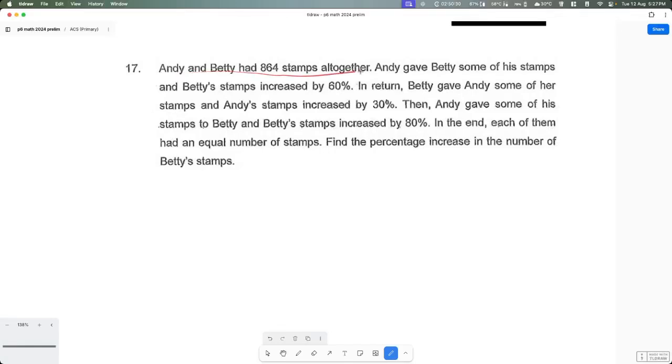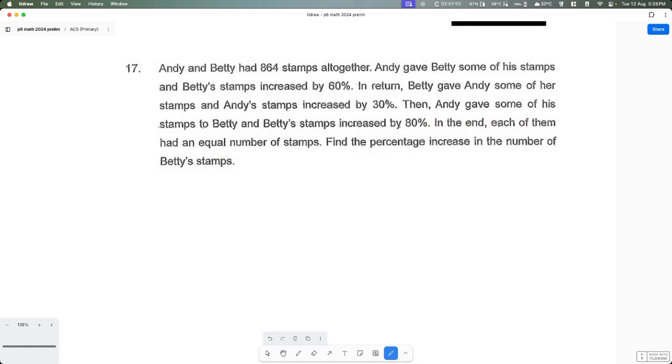Andy and Betty had 864 stamps altogether. Question 17: Andy and Betty had 864 stamps altogether. Andy gave Betty some of his stamps, and Betty's stamps increased by 60%. In return, Betty gave Andy some of her stamps, and Andy's stamps increased by 30%. Then Andy gave some of his stamps to Betty, and Betty's stamps increased by 80%. In the end, each of them had an equal number of stamps. Find the percentage increase in the number of Betty's stamps.